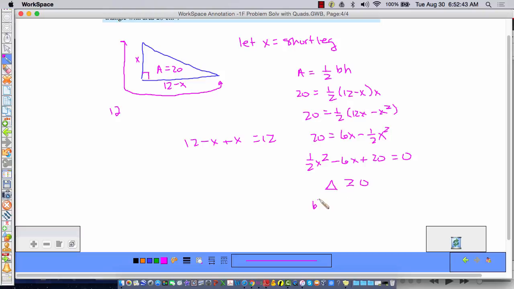So let's try b squared minus 4ac. So that would be negative 6 squared is 36, minus 4 times 1/2 times 20. 4 times 1/2 is 2. 2 times 20 is 40. So 36 minus 40 is negative 4. That's a negative number under the square root, which means it is not possible. There aren't any real solutions.